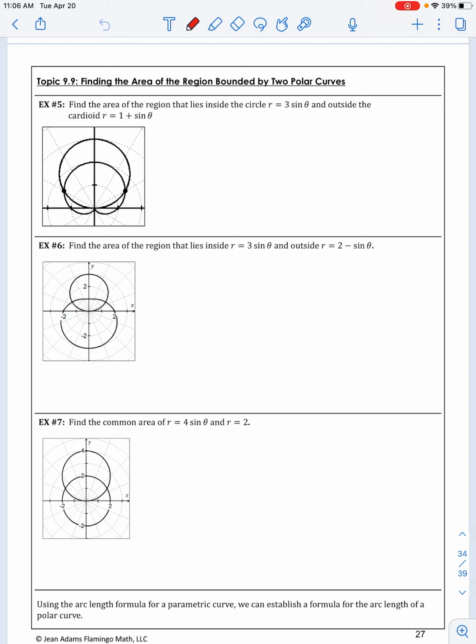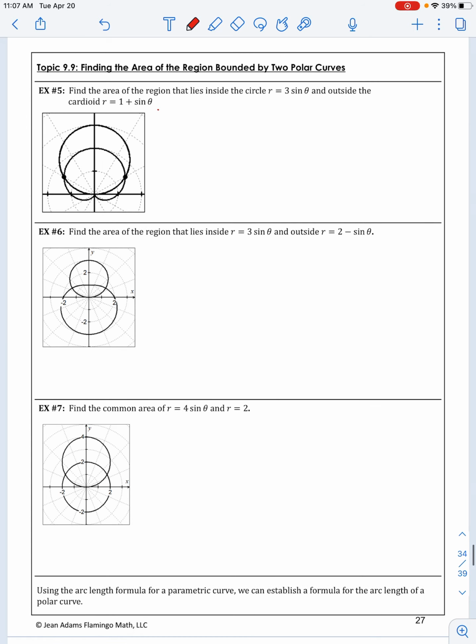Continuation of 9.6, and we are on example number 5. Find the area of the region that lies inside the circle, r equals 3 sine theta, and outside the cardioid, r equals 1 plus sine theta. So the first thing we need to do is find the point of intersection, or points of intersection. So we need to find the intersections.